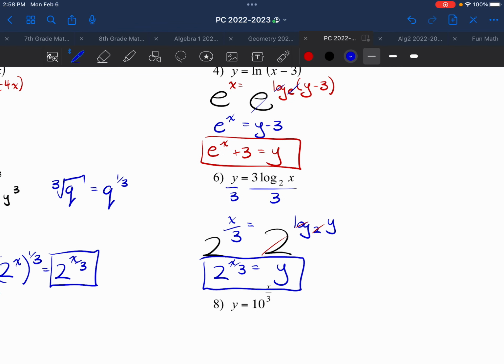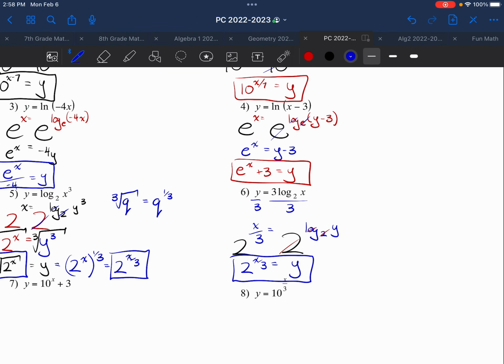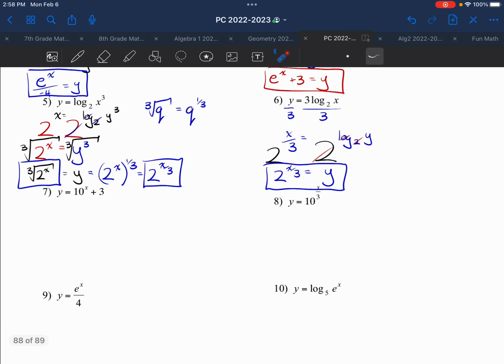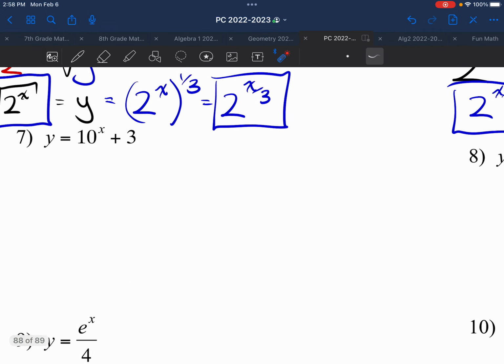The main thing that I'm trying to prove to you by showing you problems 5 and 6 is you are allowed to bring this 3 down here to the front and make that your first step. I'll show you more in our next lesson how that works.